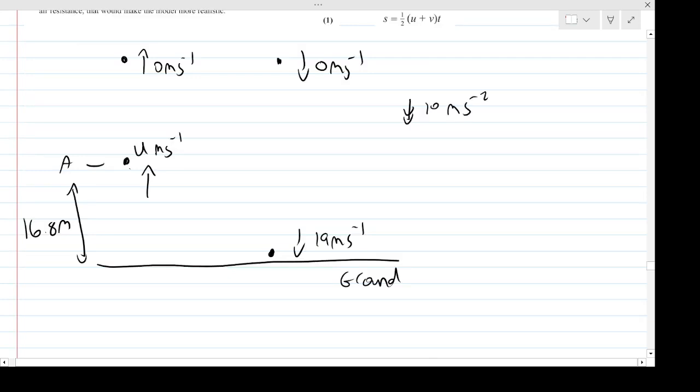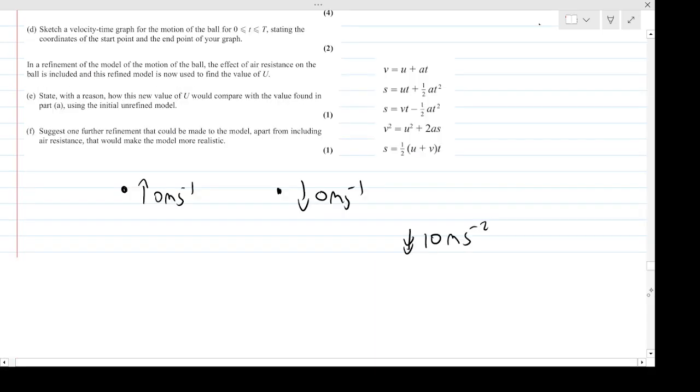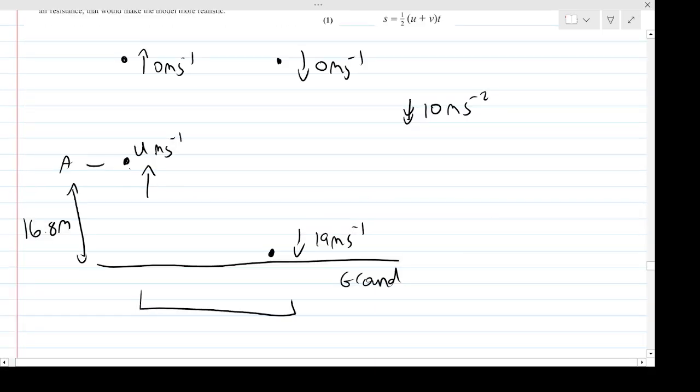Sometimes they do say that, so you do need to be careful with what value they ask for, okay? If they don't specify, you need to use 9.8. But if they do specify it's 10, you need to use 10 here. Right, is there any more information we're given? We're told the ball hits the ground for the first time at time t seconds, so I guess I'll call that time t.